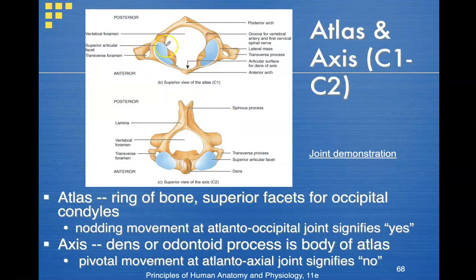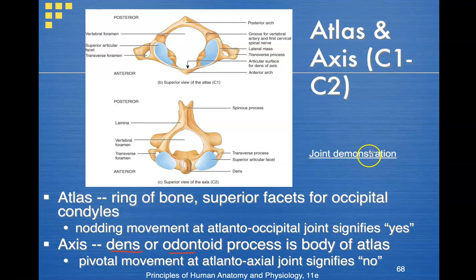So the first one, C1, is the atlas, and you have this anterior arch of the atlas that is going to articulate with what's called the dens. The dens or odontoid process both mean tooth-like, because somebody thought it looked like a tooth sticking up. And so your anterior arch of the atlas is going to rotate around the dens here.